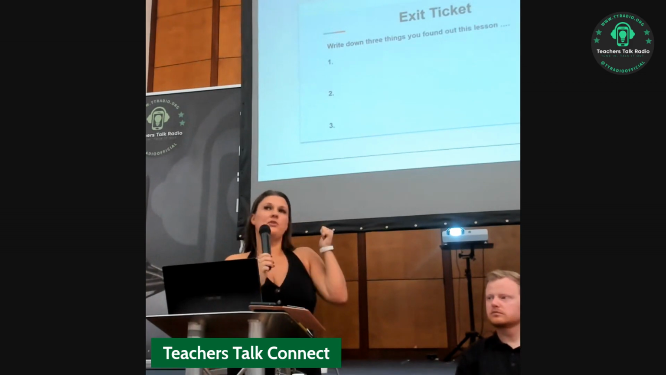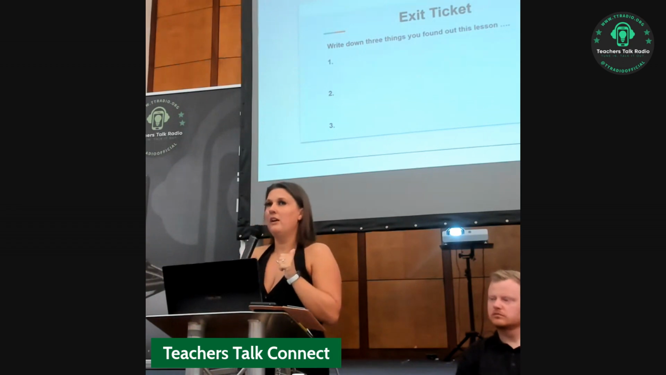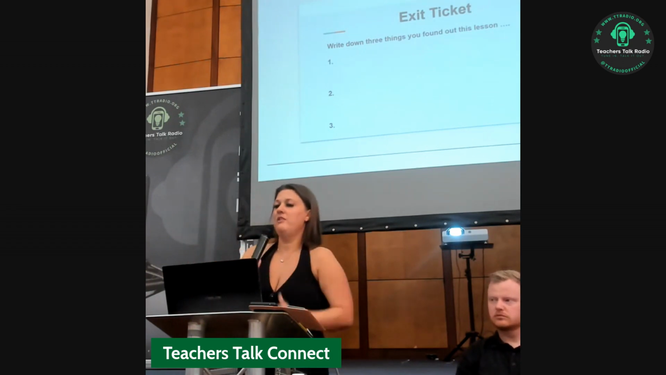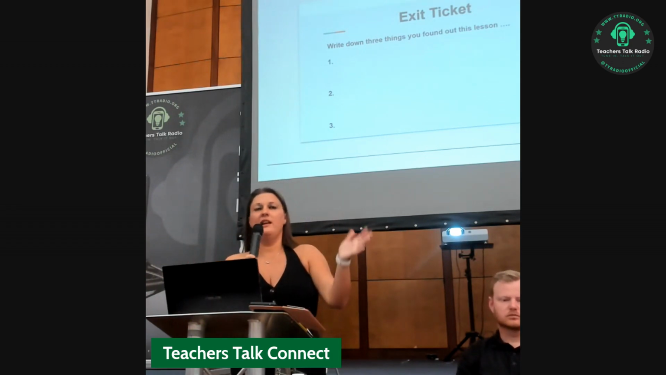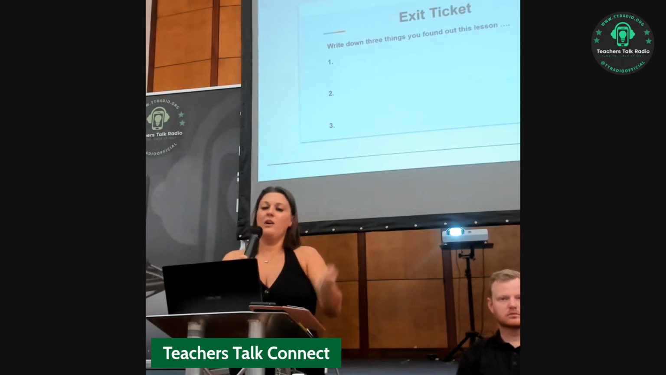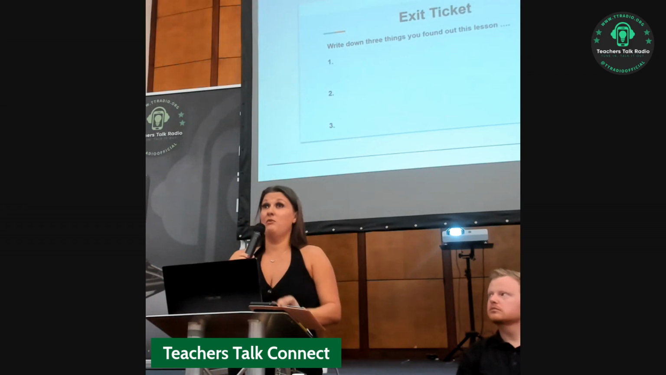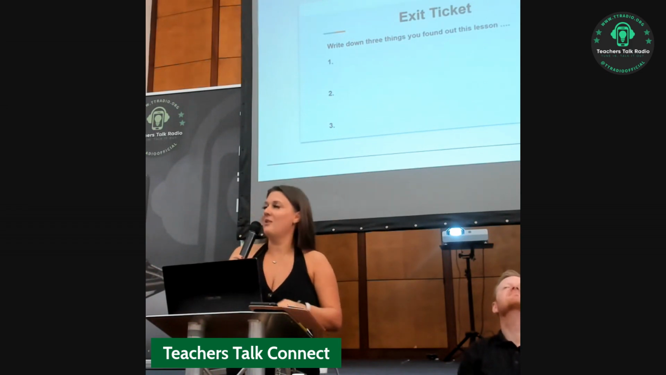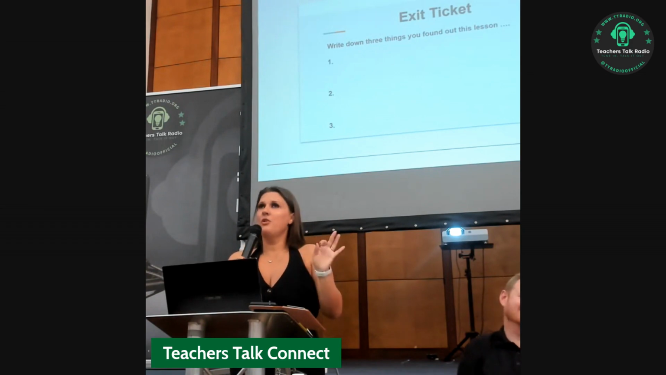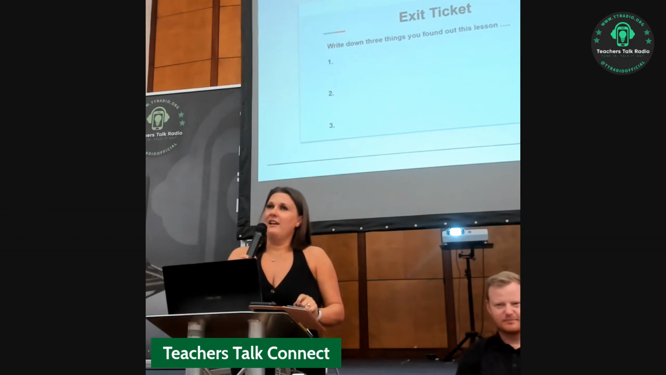That's why I don't use an exit ticket like this anymore. I'd write down 3 things you found out this lesson, they'd fill it in, I'd collect it, and they'd say, "Oh, I found out today." Generally, someone wrote that Miss Jones went to Greece on holidays. Was it the time that gave it away? I don't know. And that was true, but that's not what I wanted on the exit ticket.